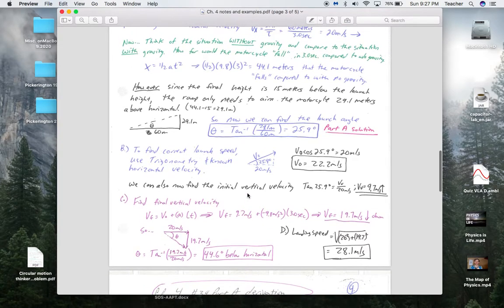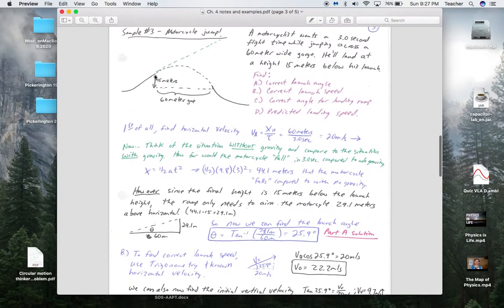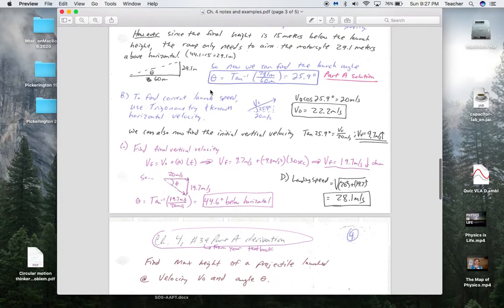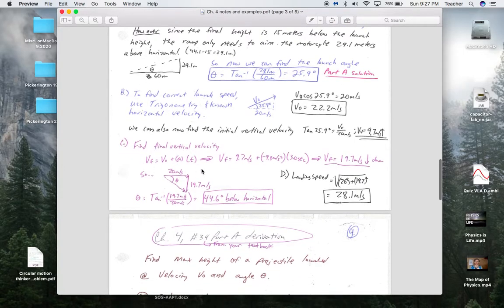Now to find the final vertical velocity, it's not going to just be 9.7 meters per second because we're ending up lower than where we started. So how could I figure that out? Well, I could use this formula, which is basically a equals delta v over delta t, and I could figure out my initial velocity, which is 9.7 meters per second upward, my acceleration, which is 9.8 meters per second squared downward for 3 seconds, and I get that my final downward velocity is 19.7 meters per second down.